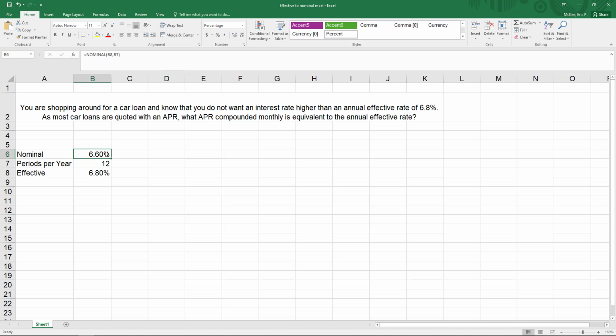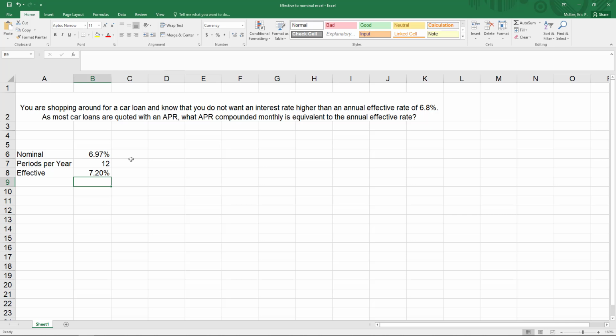So for instance, let's say it's now 7.2% instead of 6.8. My nominal rate will immediately jump to 6.97%. So if I have a new question with new interest rates, I don't need to type things into the function anymore. I can just update a single cell and it will give me the new correct answer.